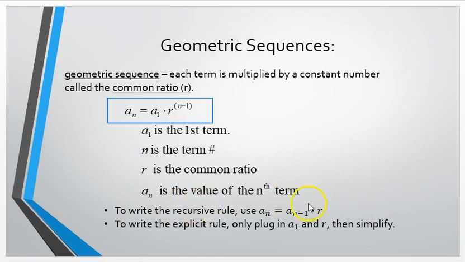For writing the recursive rule, you could just use that the next term in the sequence equals the previous term in the sequence times r, because you take the number you have and you multiply by r to find the next one. For the explicit rule, use the equation here in the blue box, but only plug in the a sub 1 and the r values. Leave everything else as is. Don't plug anything in for n. And that way you'll have a rule written in terms of n so that you can simply plug in n is 30, for example, and find the 30th term. So now we'll do an example.